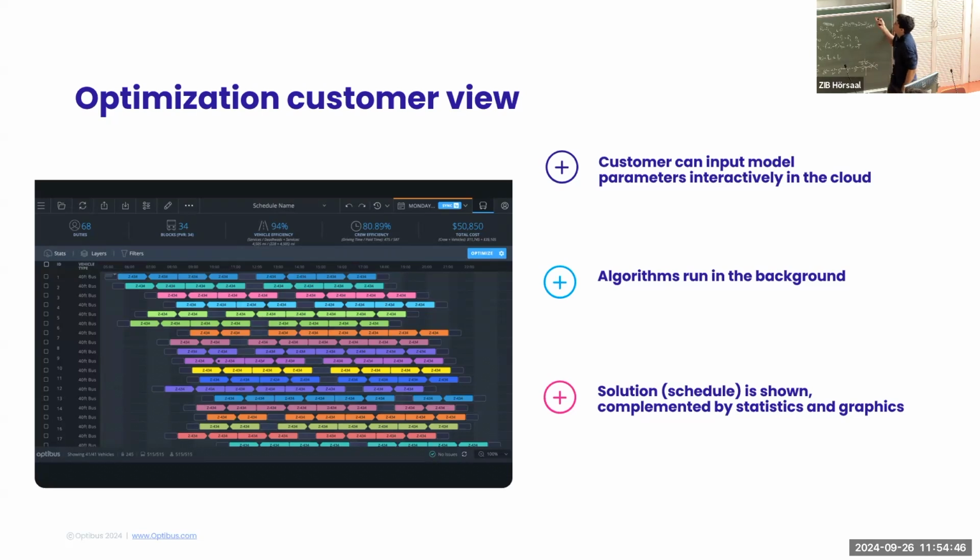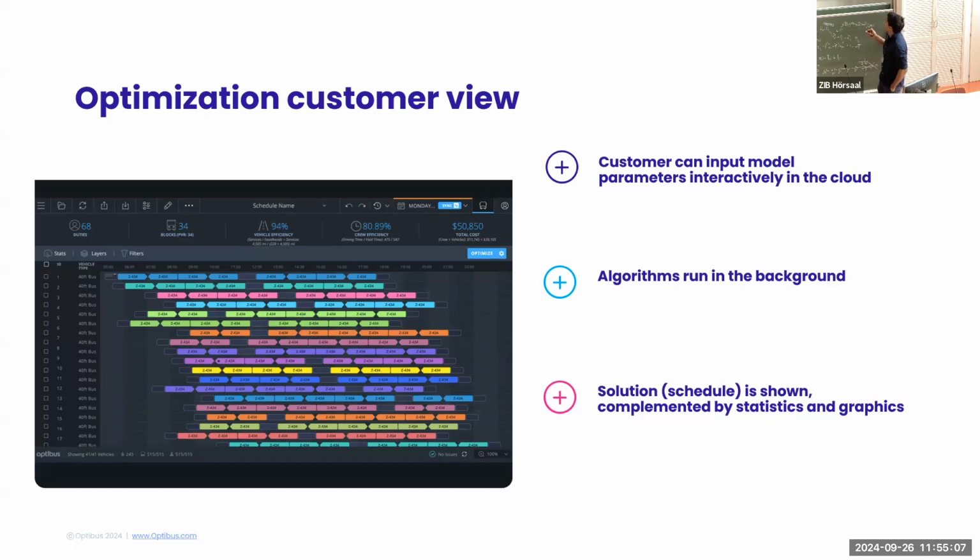So how does it look for a customer? The customer goes into the cloud and imports their problems. Either they load it in or they click it together here. So in the vehicles problem, for example, they say, okay, we have these trips that we want to cover. We have these vehicles. They can do this and that and whatnot.